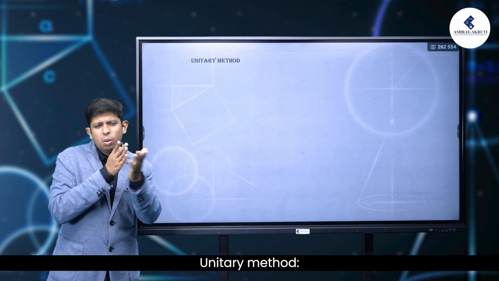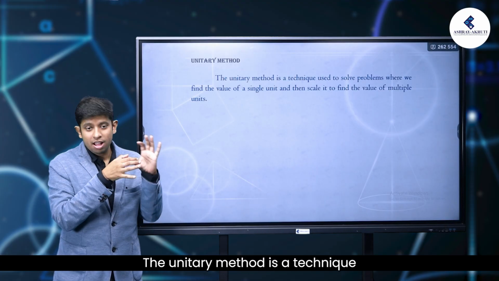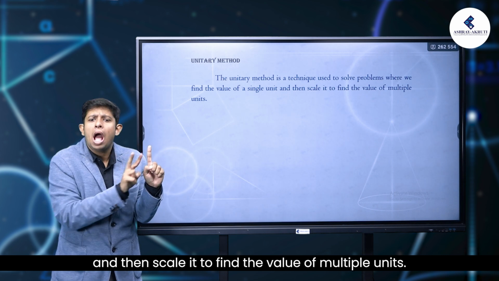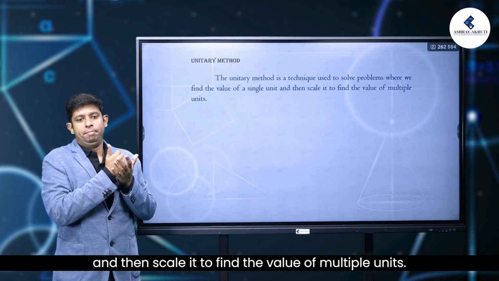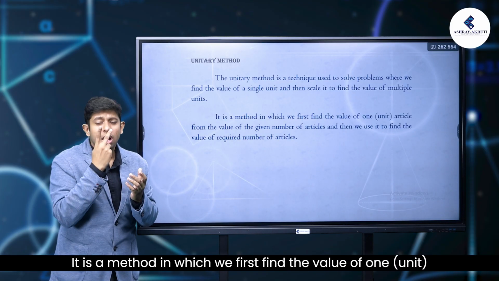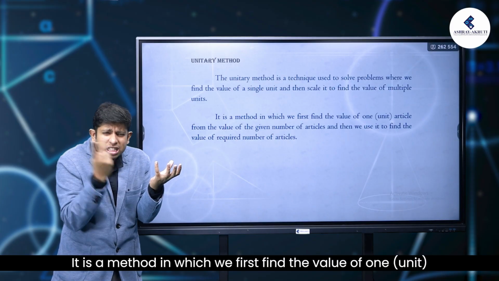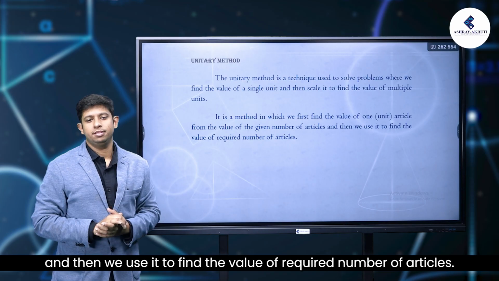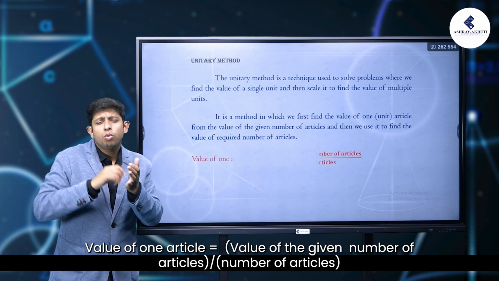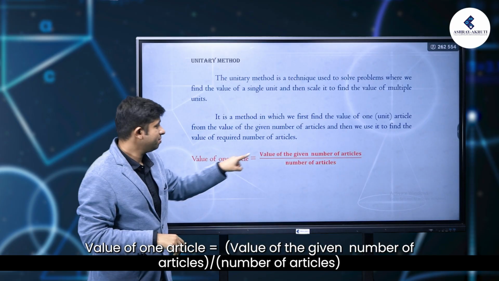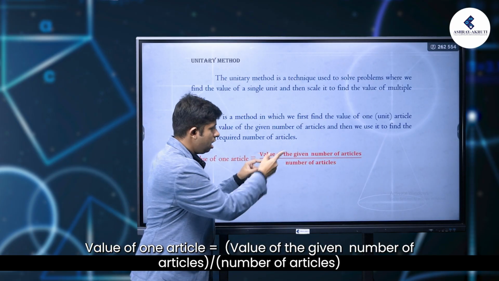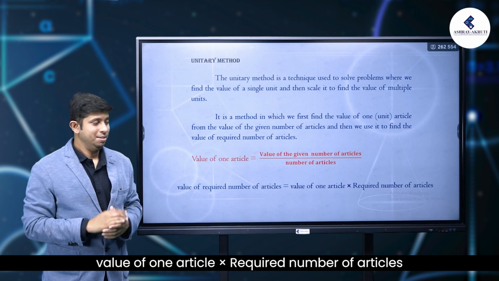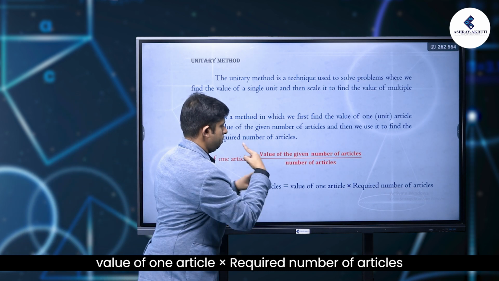Unitary method. The unitary method is a technique used to solve problems where we find the value of a single unit and then scale it up to find the value of multiple units. It is a method in which we first find the value of one article from the value of the given number of articles, and then we use it to find the value of the required number of articles. Value of one article equals value of the given number of articles by number of articles. And value of required number of articles is equal to value of one article into required number of articles.